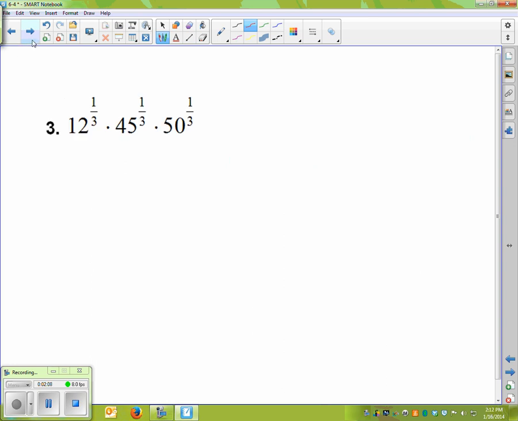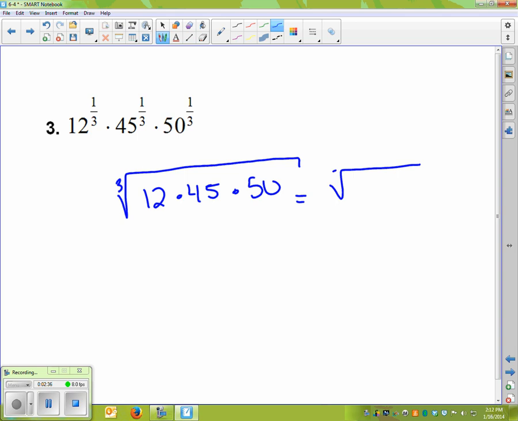One more problem. It doesn't matter if you have two numbers you're multiplying, 3, 4, or 5 numbers. If they all have the same power, all of those are to the 1/3 power, which means it's a cube root, so I can put them under the same sign. That's 12 times 45 times 50. This gives me the cube root of 27,000, which is equal to 30.